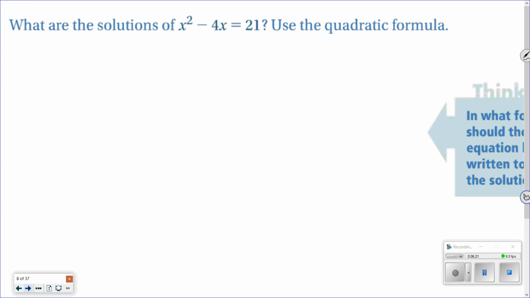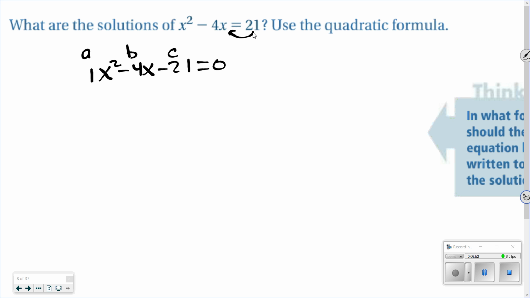So let's do this one. What are the solutions to x squared minus 4x equals 21? Again, we're using the quadratic formula. Okay, so let's make sure it's in standard form. That 21 needs to be moved over. We want it equal to 0, so it's going to be x squared minus 4x. Because it's a positive 21, I have to subtract 21 from both sides. So I end up with a minus 21 equals 0. Decide what your a, b, and c are. A is 1, b is a negative 4, and c is a negative 21.